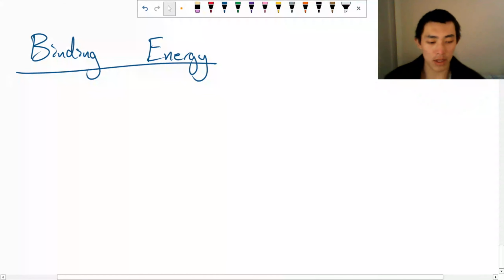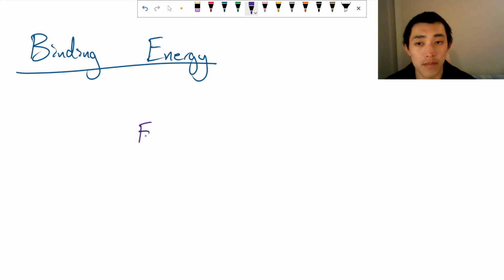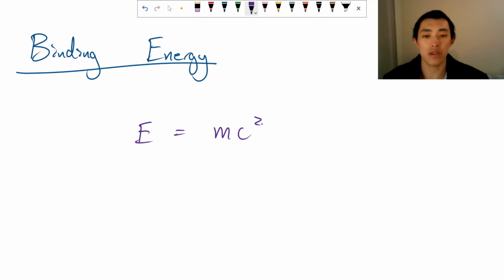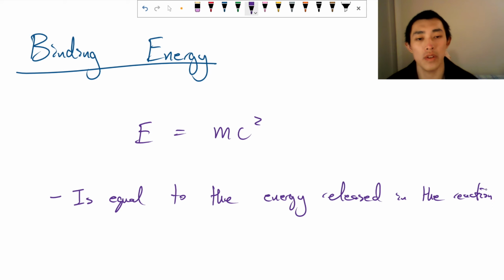So the last concept is binding energy. We recall that there was some energy released when our atoms came together or when our atom was split apart. The energy released is the binding energy. So the binding energy is equal to the energy released in that reaction, whether we be fusing them or fissioning them.